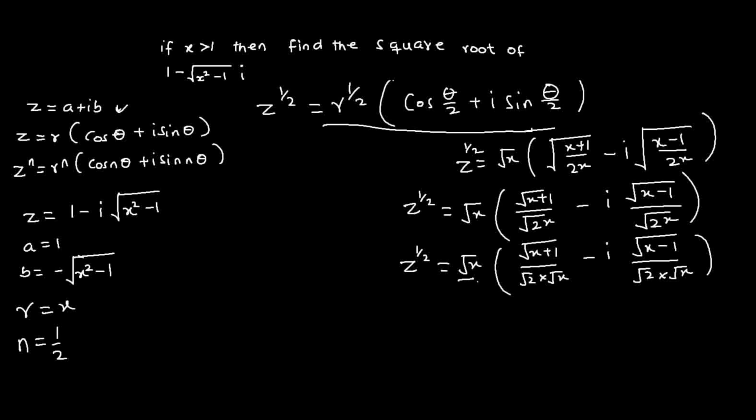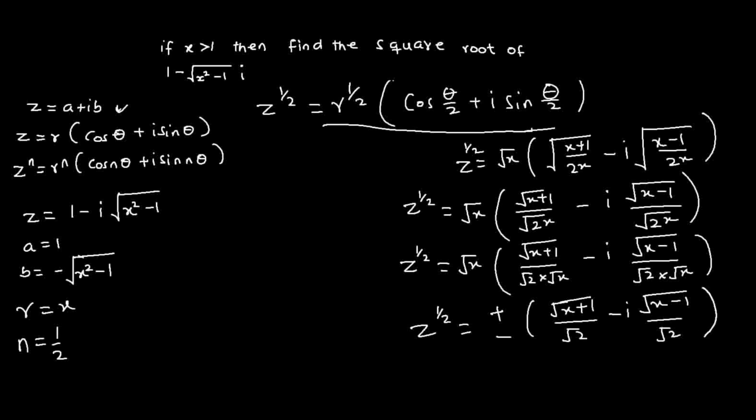And when I multiply this by what I have here also, the square root of x will cancel out the square root of x. So at the end, we will have z to the power half equal to plus or minus the square root of x plus 1, divided by 2, minus i multiplying x minus 1 divided by 2, bracket close.